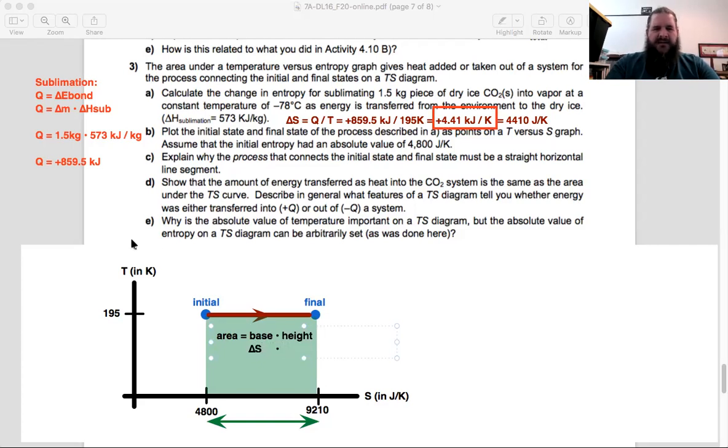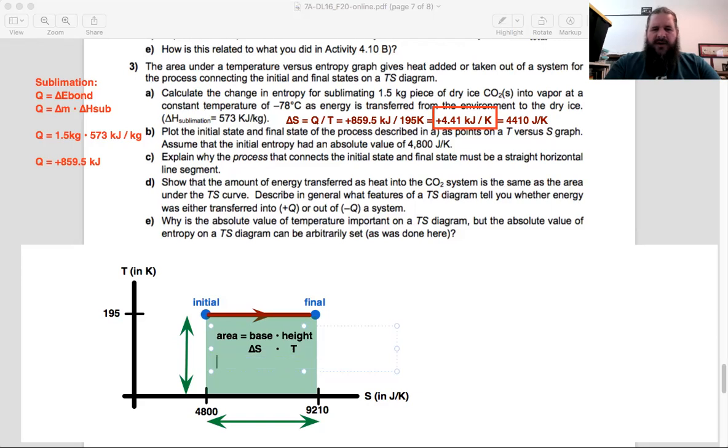And then the height, what would you call the height on this graph? Right, that's just the temperature. So the area is just going to be delta S times temperature. And we could fill in the values for that. We could say delta S is 4,410 joules per Kelvin, and temperature is, what was that? 195 Kelvin. And those are going to multiply out to the amount of heat added anyway.